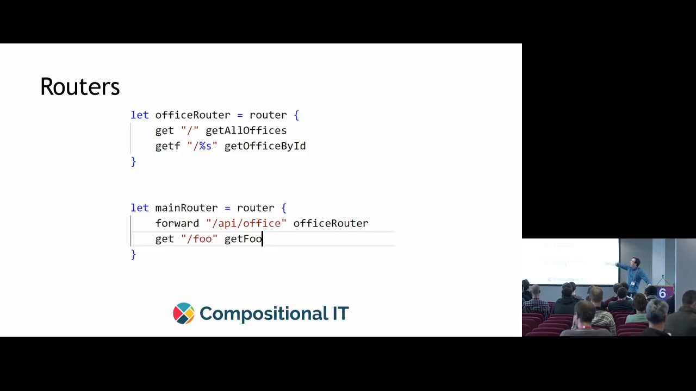So what Saturn does is it says that this function here, this getOfficeById, needs to take a string as its first parameter. If you were to have getOfficeById take a decimal or an integer or anything else, you'll get a compilation error. And your application won't compile until you either fix getOfficeById to take a string, or until you change your path parameter into a %d for an integer, for example.